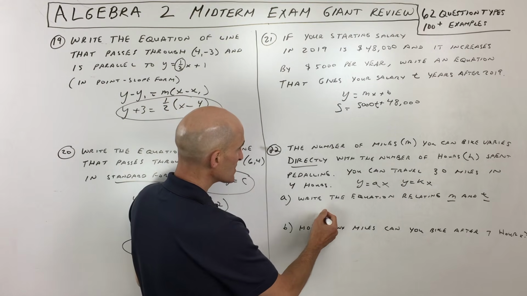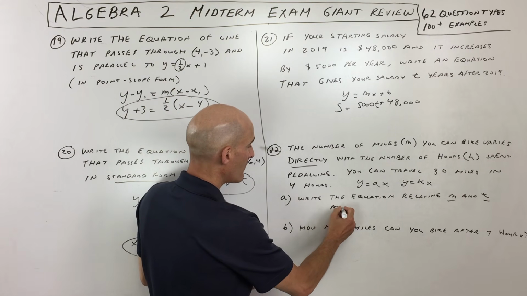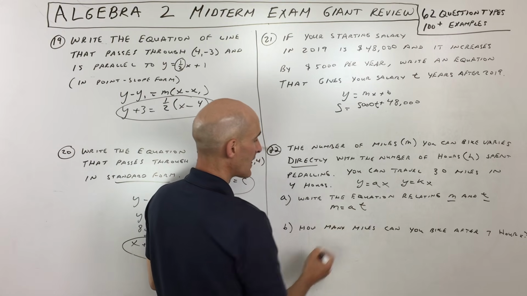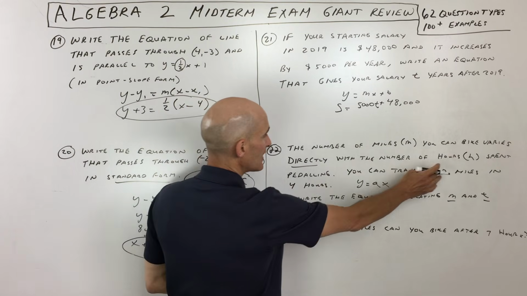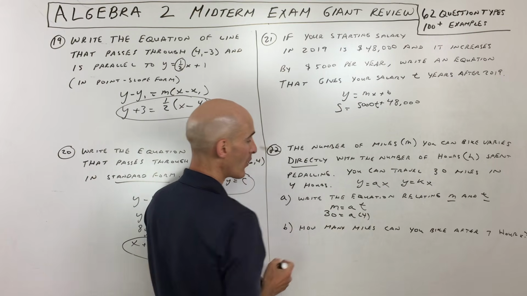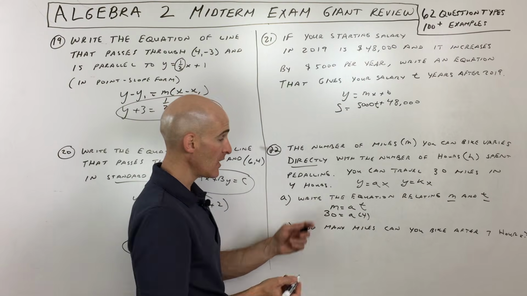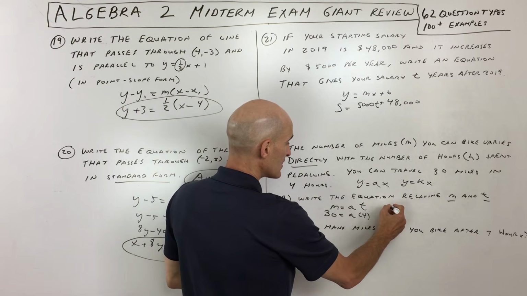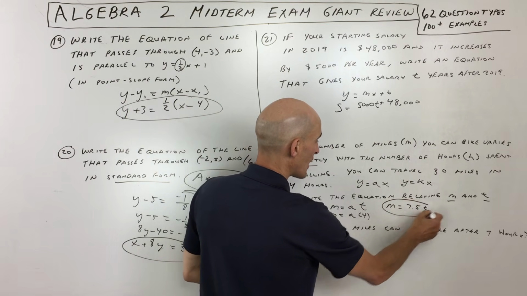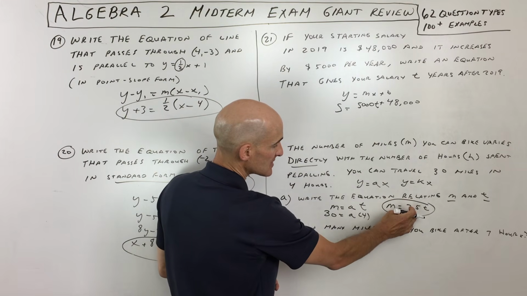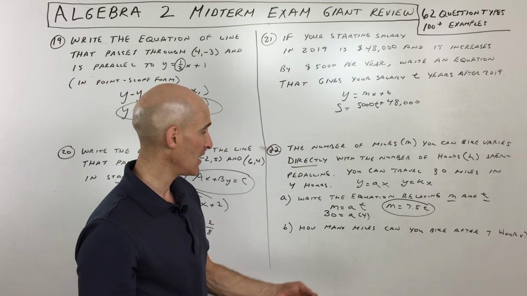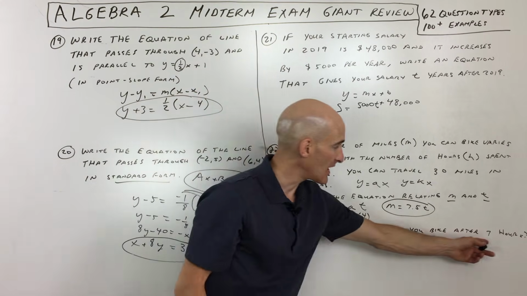So what we would do is we'd set this up as m miles equals a, or constant of variation, times t. And they give us a little hint. They say you travel 30 miles after 4 hours. Now if I divide both sides by 4, a is 7.5, so our equation is going to be m equals 7.5 t. So now we have a direct variation equation that relates the time pedaling and the number of miles traveled.